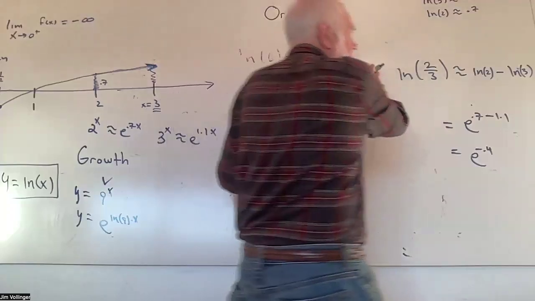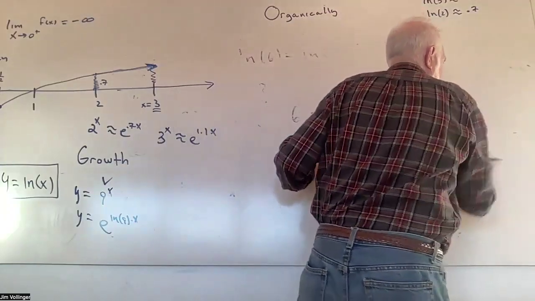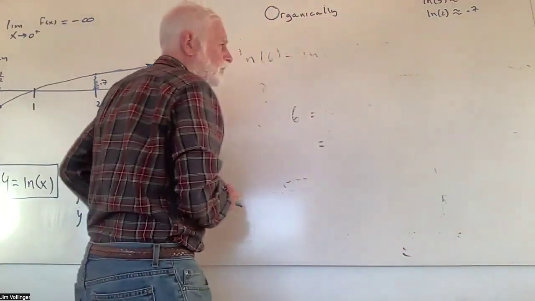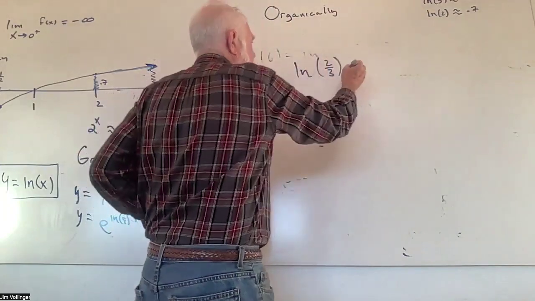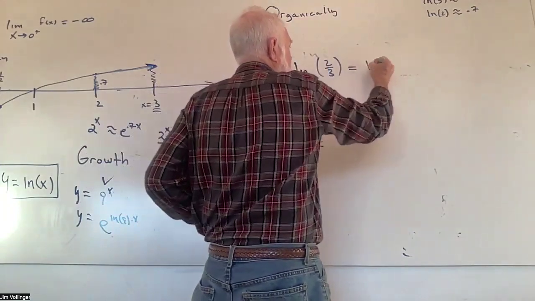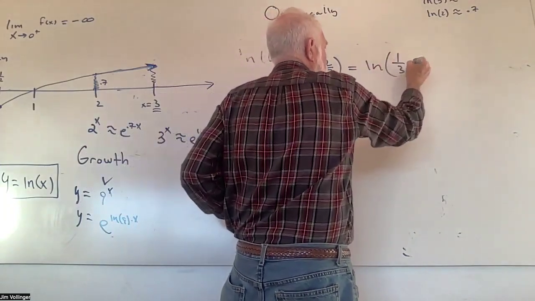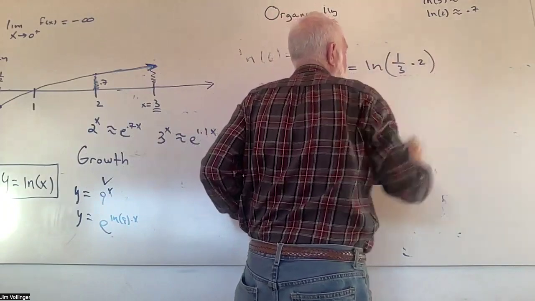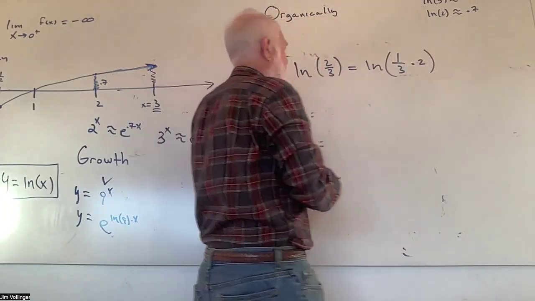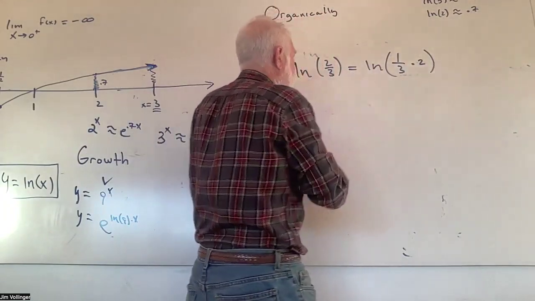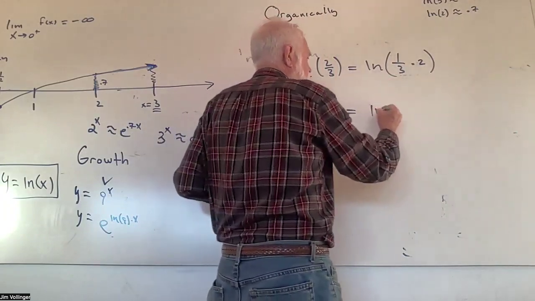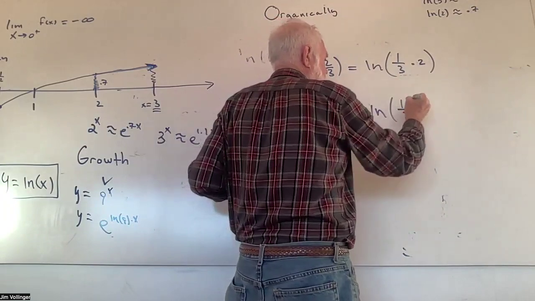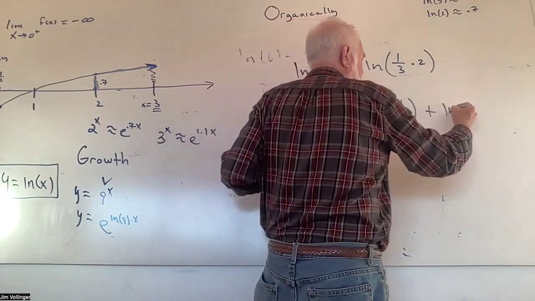So now let's try another one. Let's do the ln of 2/3. Well, I just did that. I wanted to show that the ln of 2/3 is also equal to the ln of 1/3 times 2. Didn't want to write it that way. Well, yes, I guess I can say that. And so therefore that should be, given one of our previous rules, the ln of 1/3 plus the ln of 2.